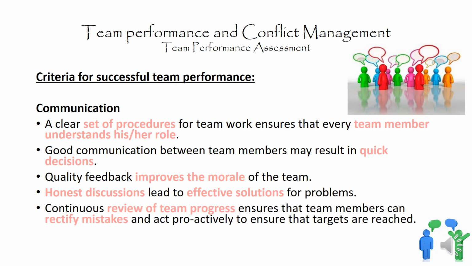Okay, continuous review of team progress. There must also be, as I said, we have to review what is happening. We have to provide feedback based on what is happening so that if we are going in the wrong direction, we can rectify those mistakes and act proactively. We cannot wait for months down the line when we do not reach our goal to try and find where it went wrong. Continuously, we must review the team progress, evaluate this team progress to make sure that our team members can fix what is wrong so that ultimately we can actually reach our target and we can reach our goals.